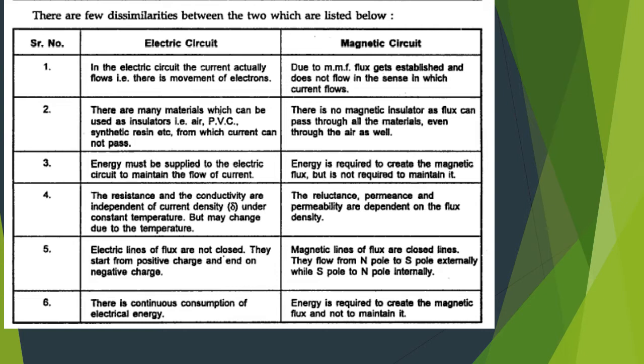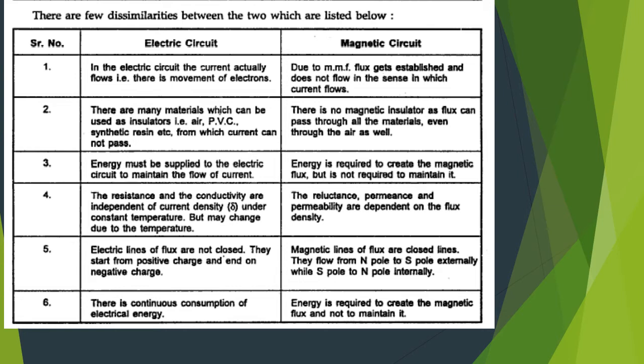In a magnetic circuit, there is no magnetic insulator, as flux can pass through all materials. Even flux can pass through air as well. So while we are talking about the magnetic circuit, there is no concept like an insulator or magnetic insulator. It is only a phenomenon of the electric circuit. That's why we are discussing the dissimilarities.